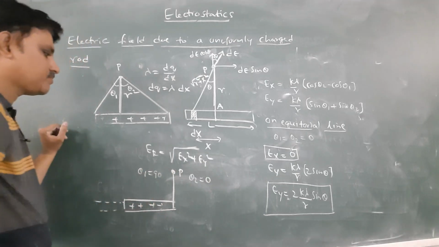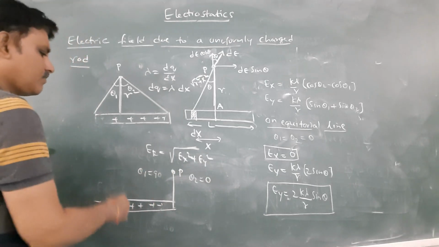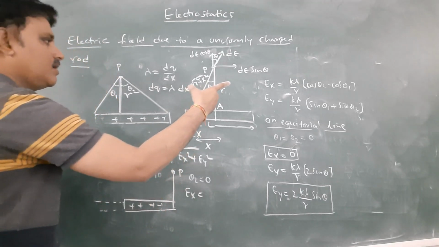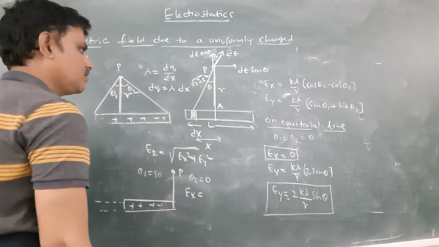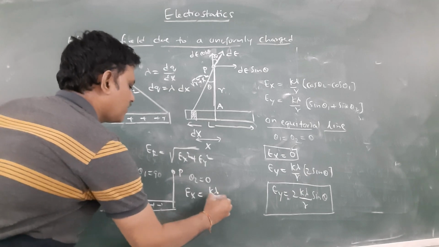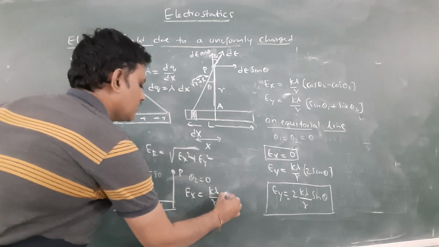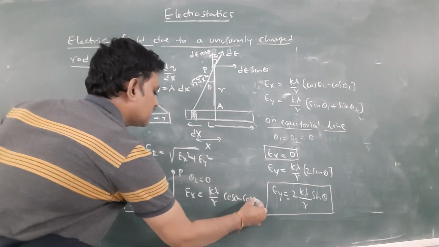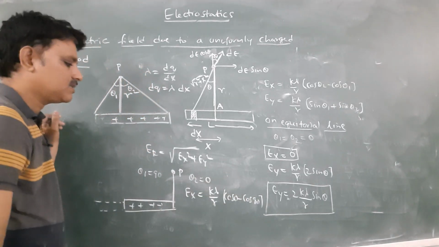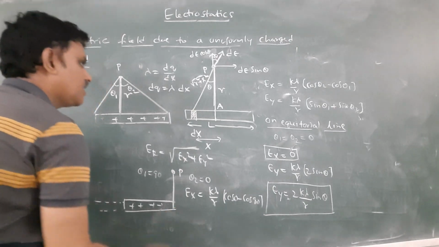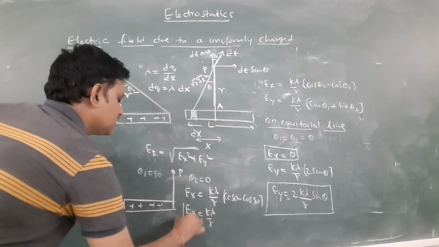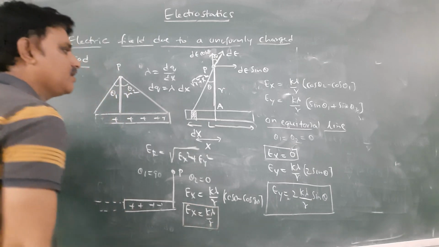In this case, the electric field value Ex, with theta 1 90 and theta 2 0, is k lambda by r into cos 0 minus cos 90. So cos 0 is 1, cos 90 is 0. So Ex is equal to k lambda by r. That is Ex.